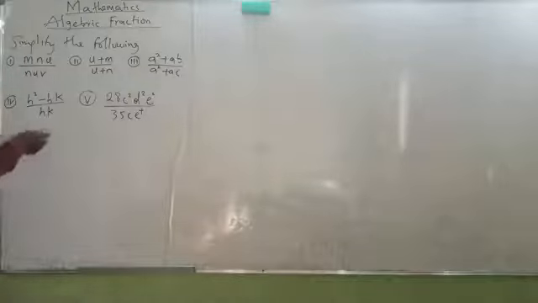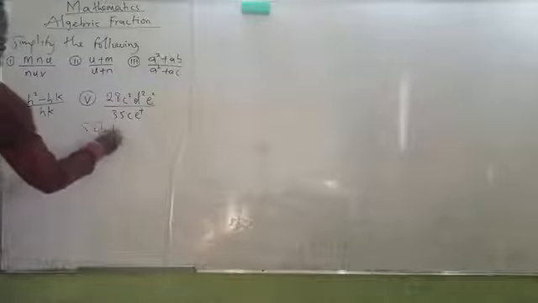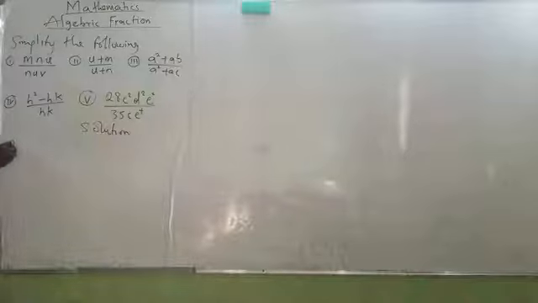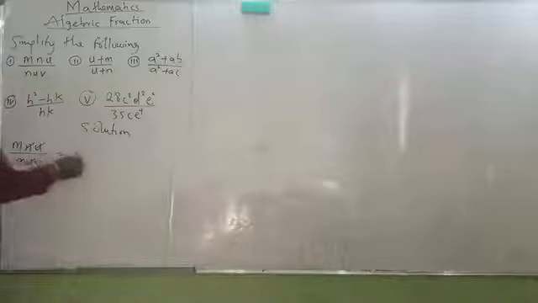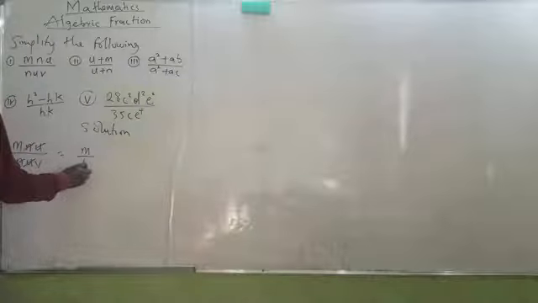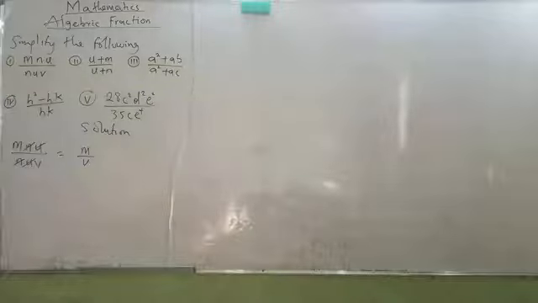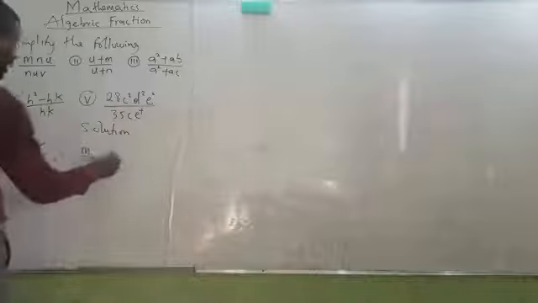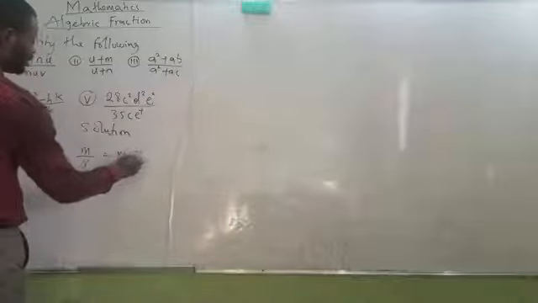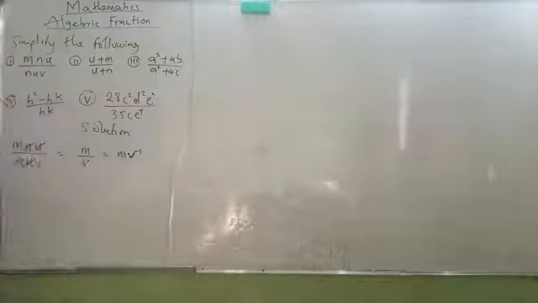Now let's try to solve these questions. Let me start from this one: mnu divided by nuv. We cancel n and u. My answer will remain m all over v. That is my answer. Now I can as well write this as m v inverse. Take note of that. It is allowed.